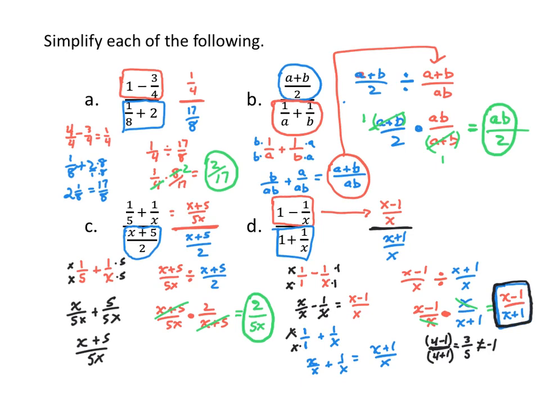Because it's adding or subtracting. Now, if it was x times -1 and x times 1, yeah, then we could cancel them out. But it's not. It's x minus 1 and x plus 1. Okay? So there we go.